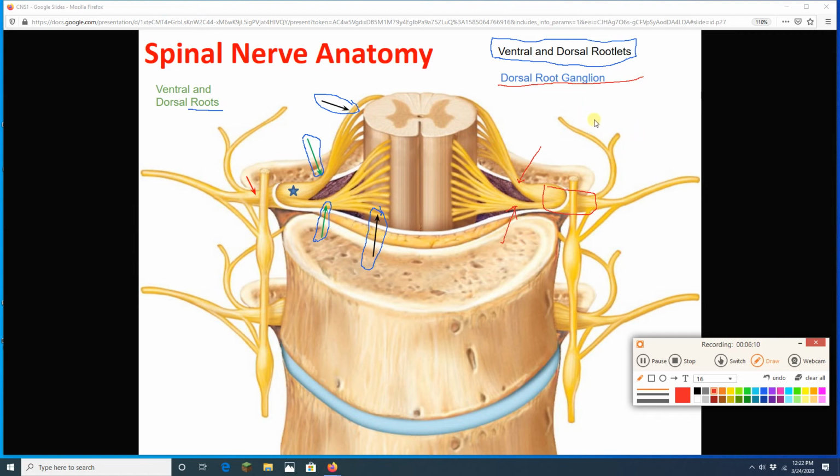That swelling exists because the dorsal root is sensory, and we know sensory neurons are unipolar. So we're going to have a ganglion there. A ganglion is a collection of neuron cell bodies.